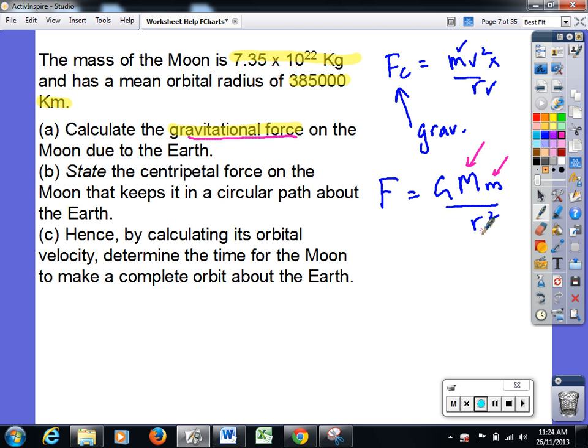The radius is 385,000, but don't forget that is in kilometres. And we need to know the mass of the Earth, and from a previous question we know the mass of the Earth is 5.98 by 10 to the power of 24 kilograms. So take a few moments to calculate the gravitational force on the moon due to the Earth.